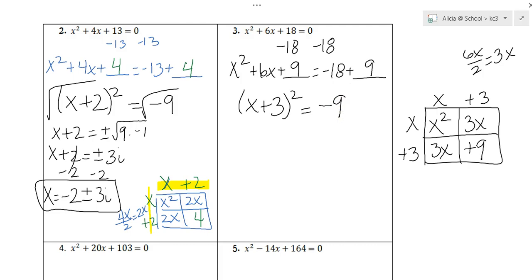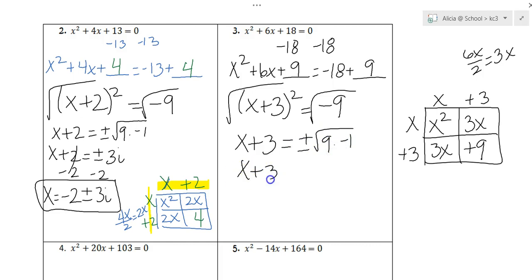I'm going to take the square root of both sides because I want to get x by itself. So x plus 3 equals plus or minus square root. I'm going to break up this negative, so 9 times a negative 1. It's going to be x plus 3 equals plus or minus 3i. Going to subtract 3 on each side. So x is going to equal negative 3 plus or minus 3i.